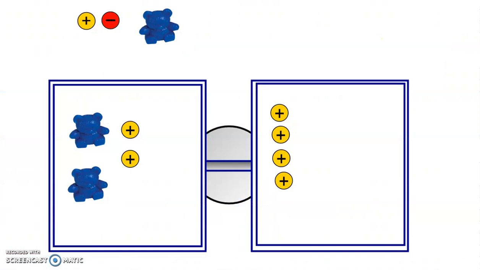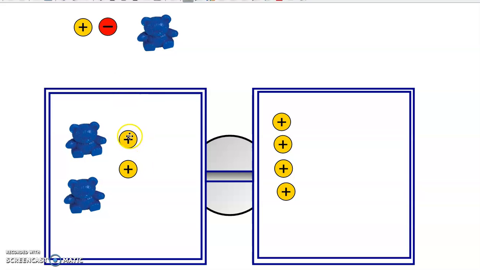If you'll remember from the previous lesson, we talked about solving equations kind of like a set of scales. Now, this is a top-down view of those scales, and here we've put a couple of bears on one side, and then we have plus 2, 2 bears plus 2, and then on the other side we have positive 4.